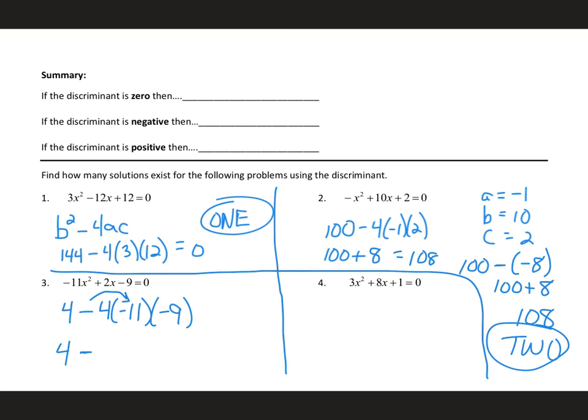44 times 9 is 396. And the result is negative, so none. No solutions. You can't take the square root of a negative number and get a real number.